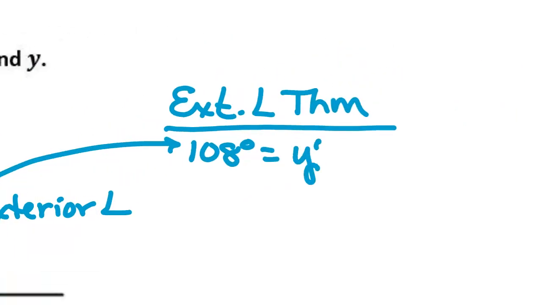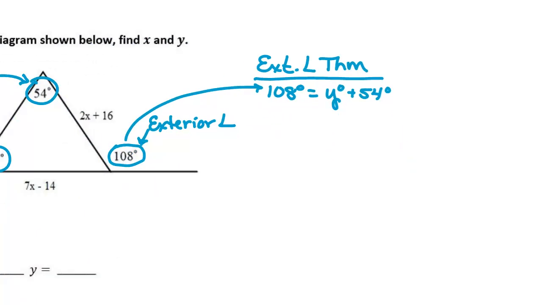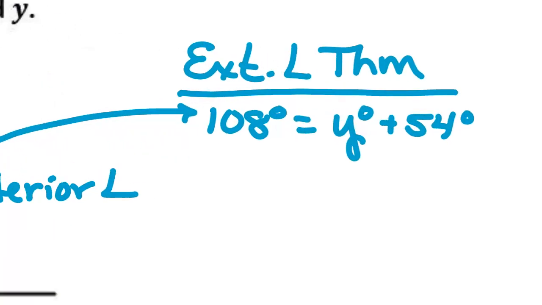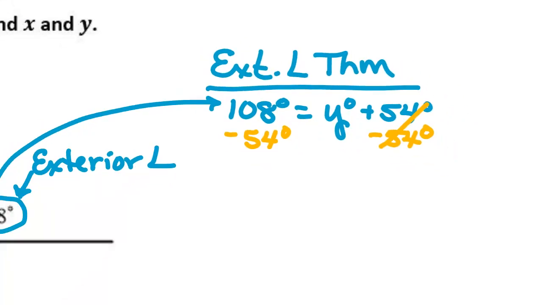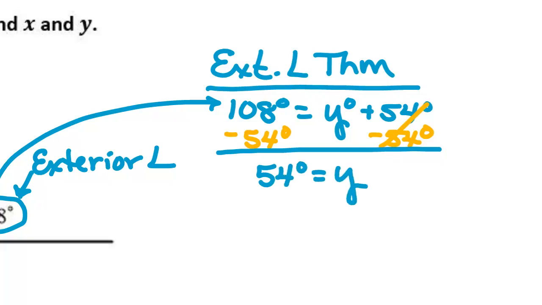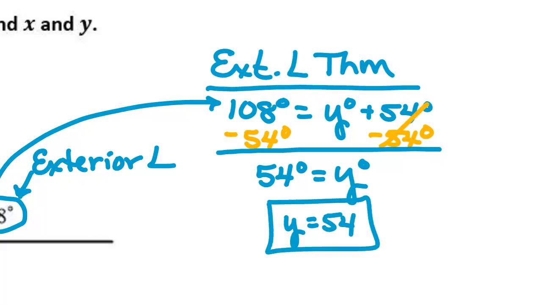So y degrees plus 54 degrees. What would I need to do to this to figure out how big y is? Subtract 54 degrees from both sides. What is 108 minus 54? 54. So y is 54.